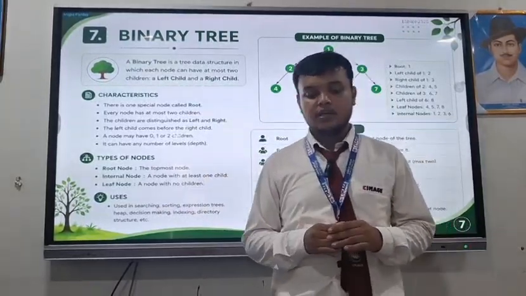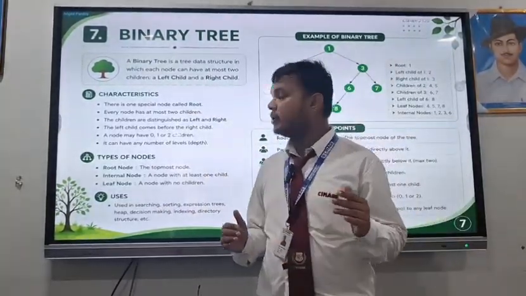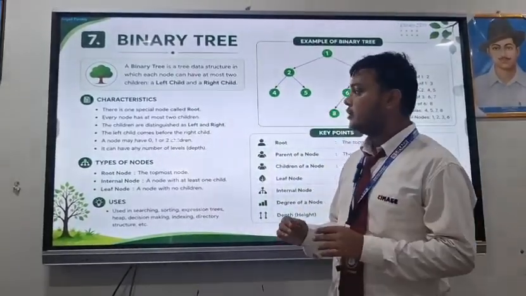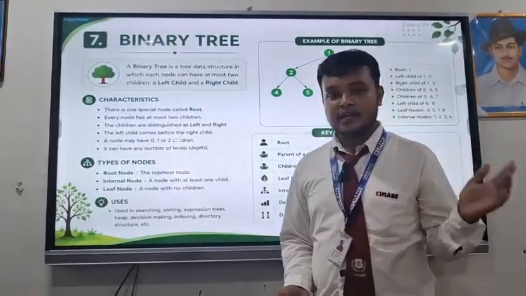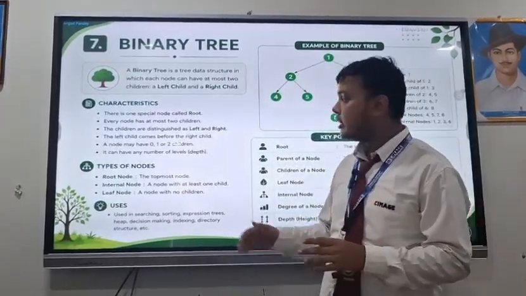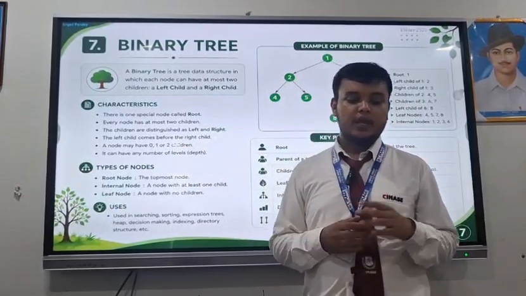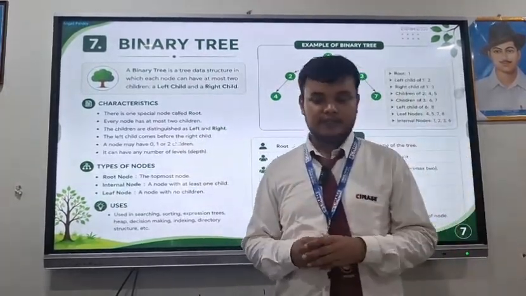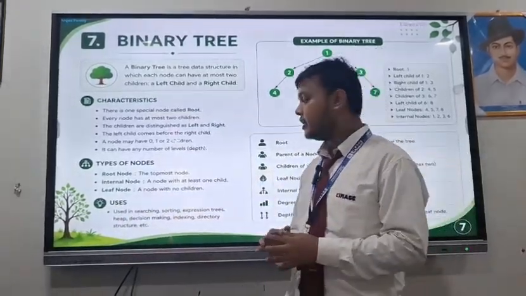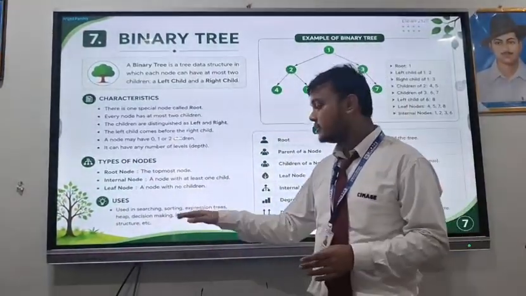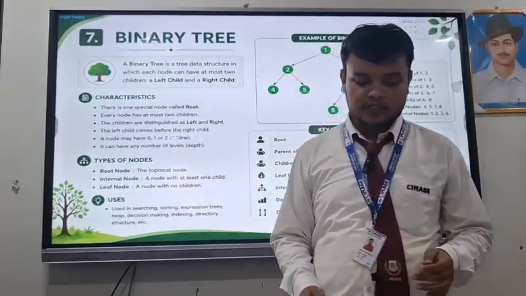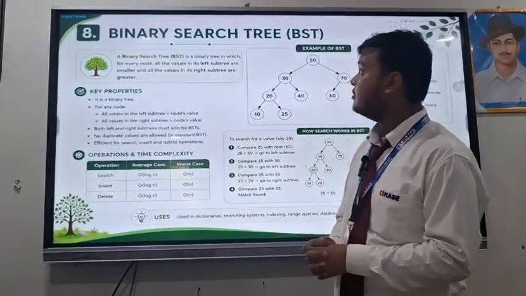Characteristics of the binary tree: first one is there is one specific node called the root node. Next one is every node has at most two children. The children are distributed as left and right. The left child comes before the right child. A node may have 0, 1 or 2 children. It can have any number of levels. Types of nodes: root nodes, internal nodes and leaf nodes. Uses of the binary tree: it is used in searching, sorting, expression trees, heap, decision making, indexing, directory structure and etc.